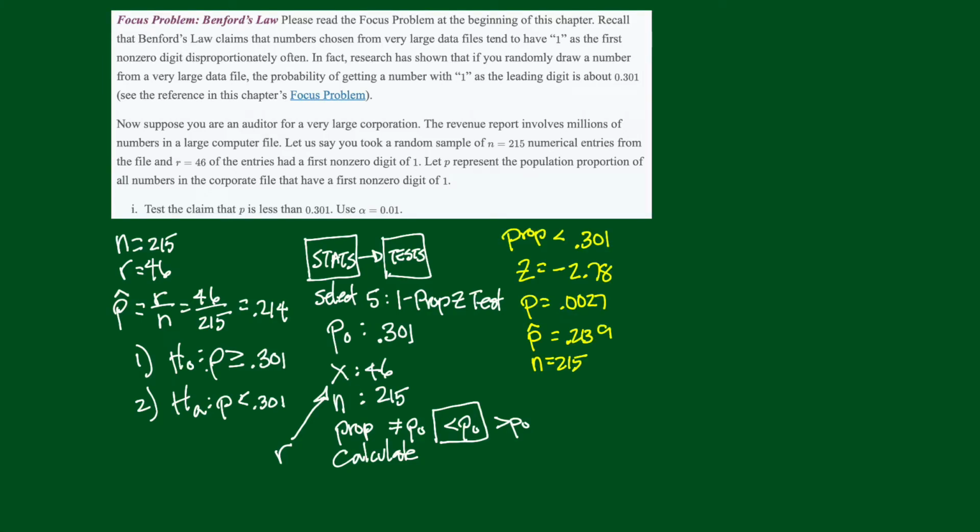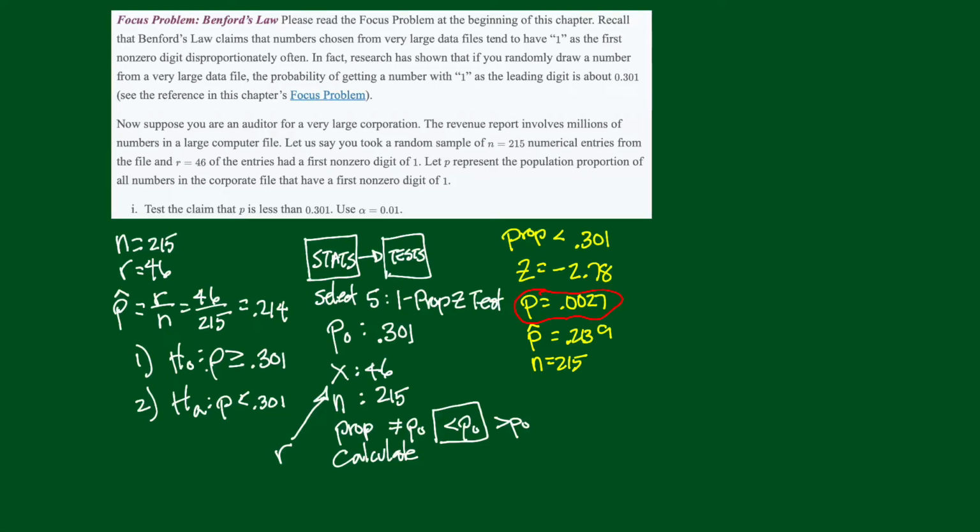Now when I pressed enter, here's what I got. It comes back and tells me I'm doing a less than test, less than 0.301. Here's my z value. We'll talk about that in just a minute. But here's the p-value, right? This is the one that we are interested in because we're doing a p-value test. We're getting 0.0027. And then it tells us that p-hat, the observed proportion, is 0.2139. That's what we computed over here, right? Just for fun, we got 0.214. So we got the same value. And then it tells us that our sample size was 215.